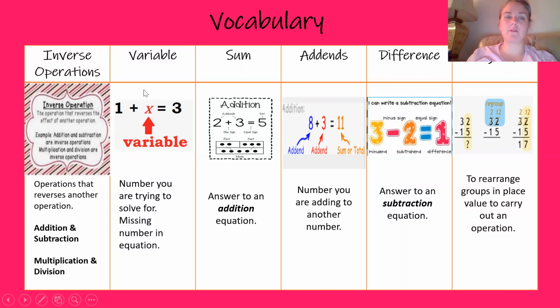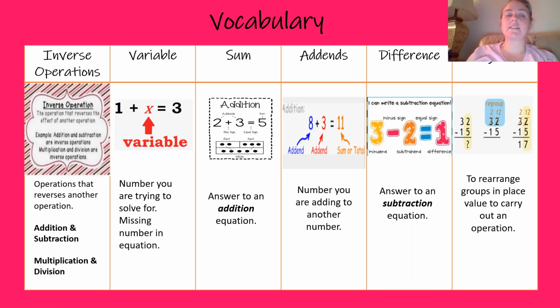The next vocabulary word is variable. Variable is the number you are trying to solve for. It's the missing number in the equation. So for example, 1 plus something, x, gives me 3. That's my variable, the number I'm looking for.